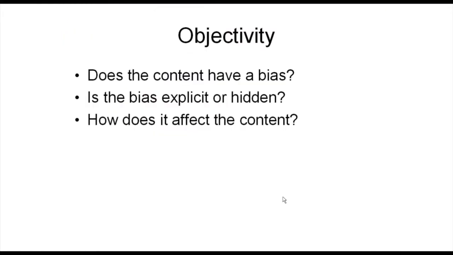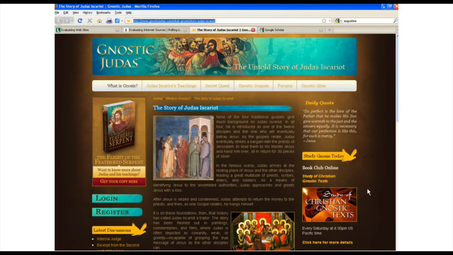Next, consider objectivity. Does the content have a bias? Although having a certain viewpoint is not necessarily bad, they should ideally be objective and fair in what they present. Look to see if the bias is explicit or hidden, and how it impacts the usefulness of the information. For example, this website comes from a modern-day Gnostic group, which would definitely have a bias on a Gnostic gospel.